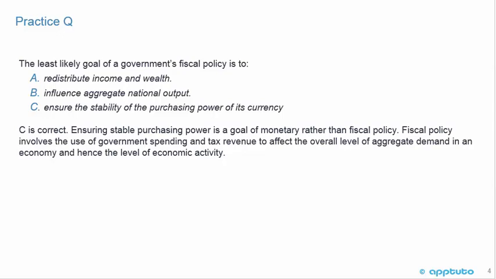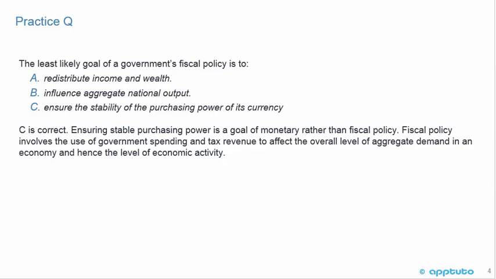Ensuring stable purchasing power is a goal of monetary rather than fiscal policy. Fiscal policy involves the use of government spending and tax revenue to affect the overall level of aggregate demand in an economy and hence level of economic activity. So you can see by taxing and spending, you can redistribute income and wealth.